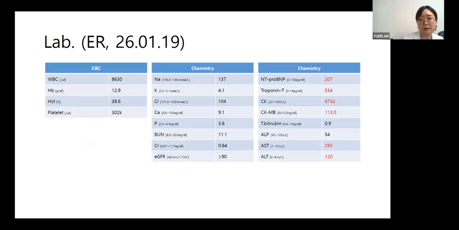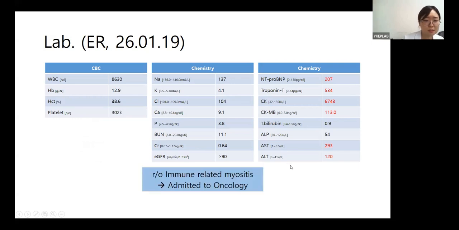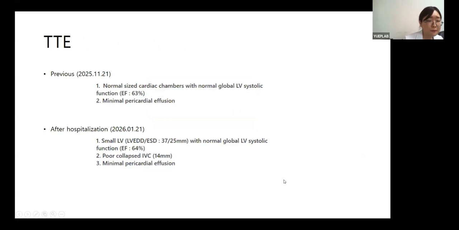The laboratory test was like this. As you can see, the cardiac marker was elevated, but the CK was more elevated compared to other parameters, and also LFT was elevated. So firstly, she was admitted to oncology on the diagnosis of immune-related myositis. And for the records, this was her TTE prior to this event. The ejection fraction was normal, and after hospitalization, the ejection fraction was still normal, even though the chamber was a little bit decreased.